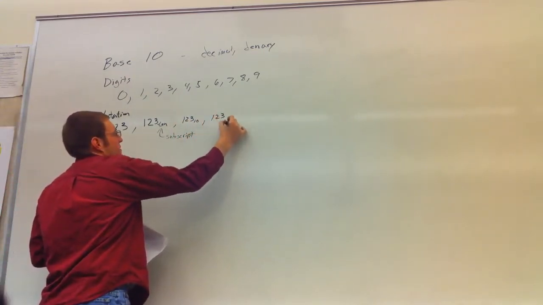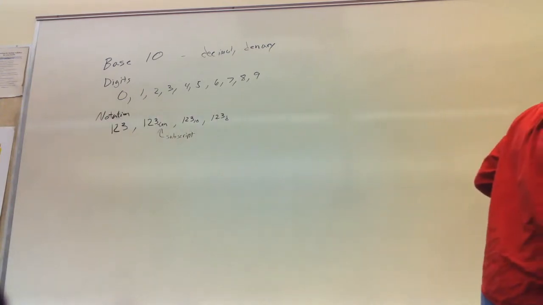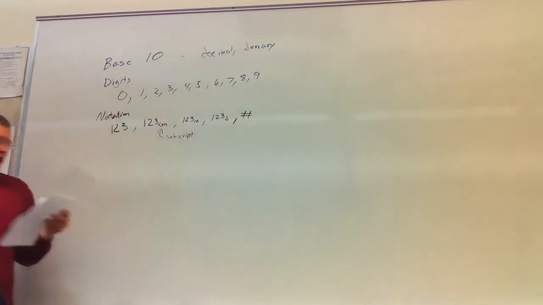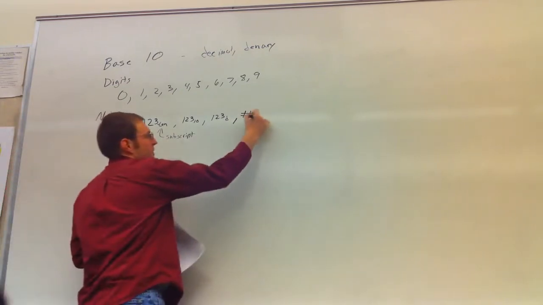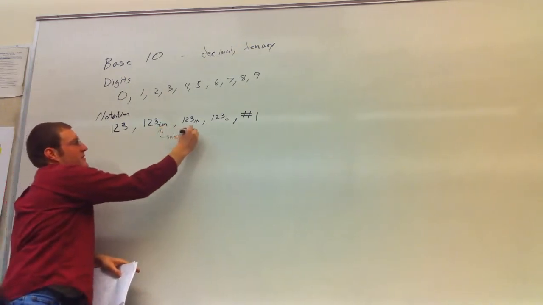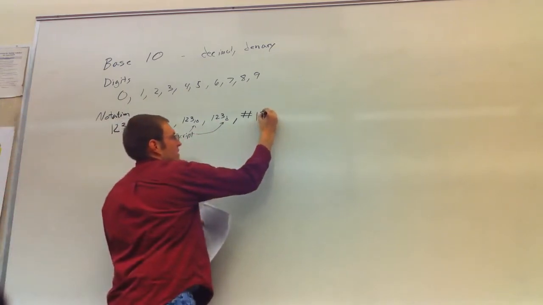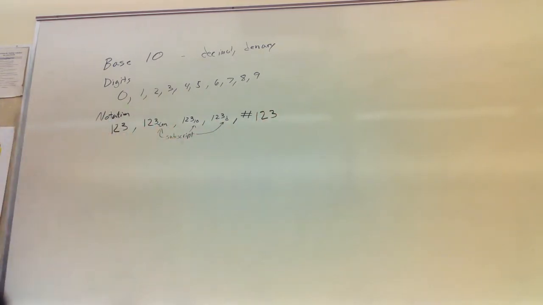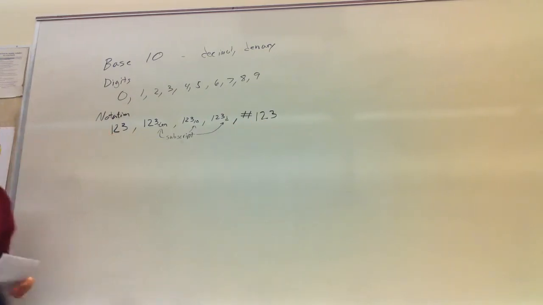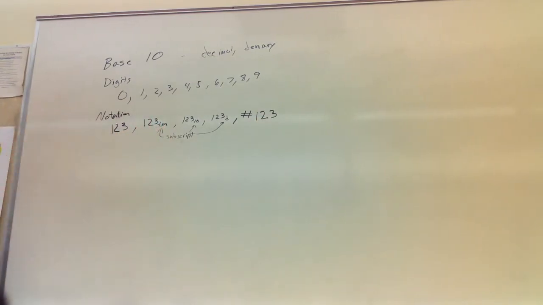Also another way is to write, in machine or programming, 1, 2, 3 D. These are all subscripts. And we use the pound sign, #123, to denote a number in base 10.